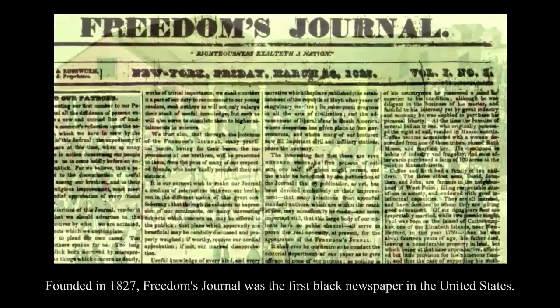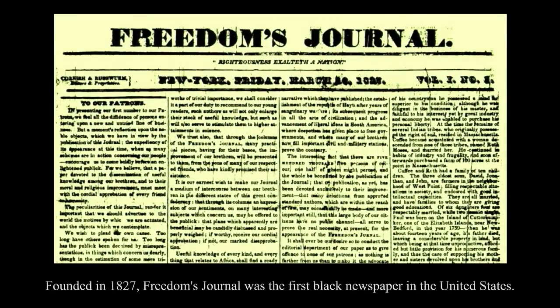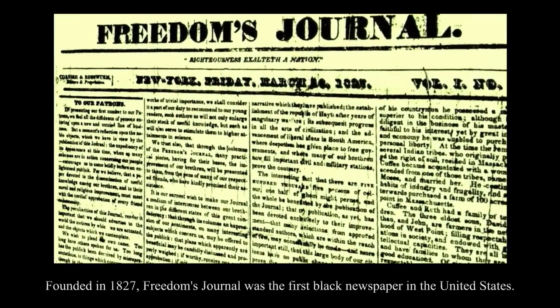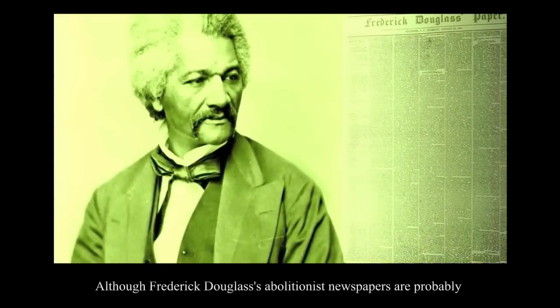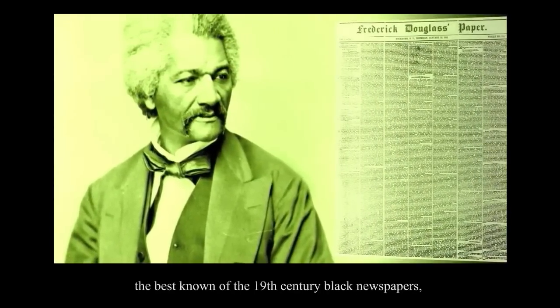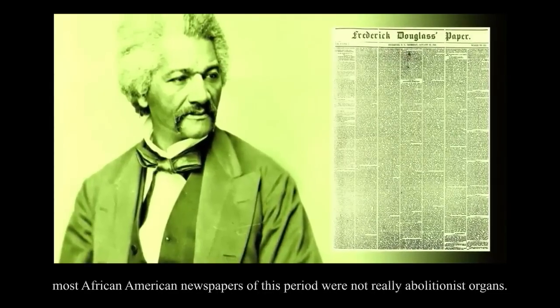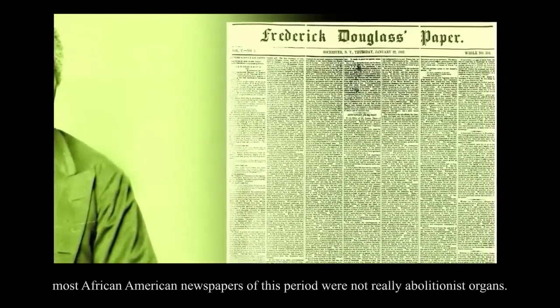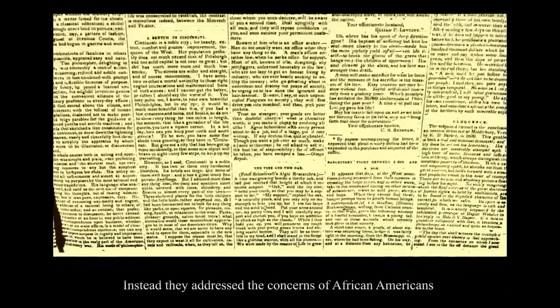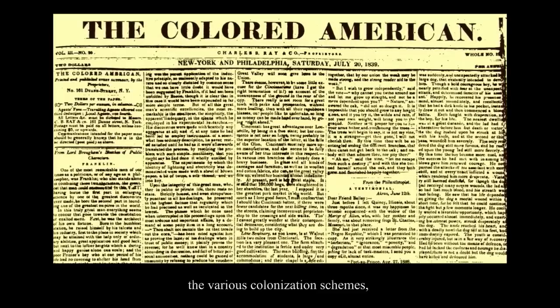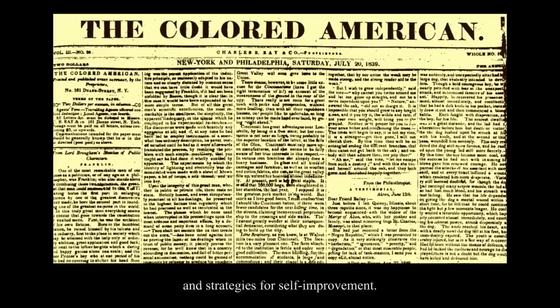Founded in 1827, Freedom's Journal was the first black newspaper in the United States. Although Frederick Douglass's abolitionist newspapers are probably the best known of the 19th century black newspapers, most African American newspapers of this period were not really abolitionist organs. Instead, they addressed the concerns of African Americans in the northern communities they served: racism, violence, self-defense, the various colonization schemes, and strategies for self-improvement.